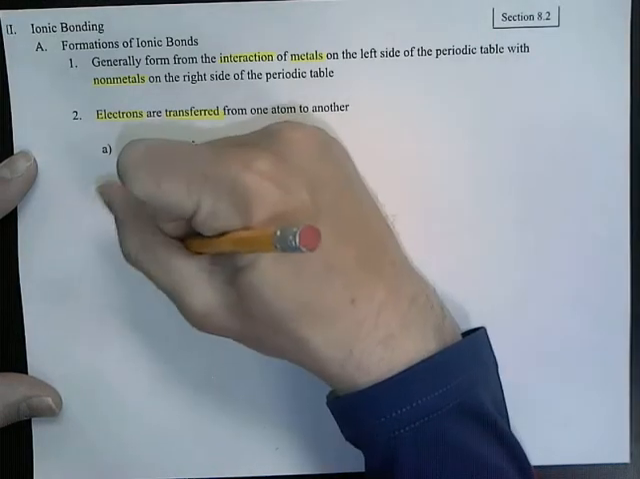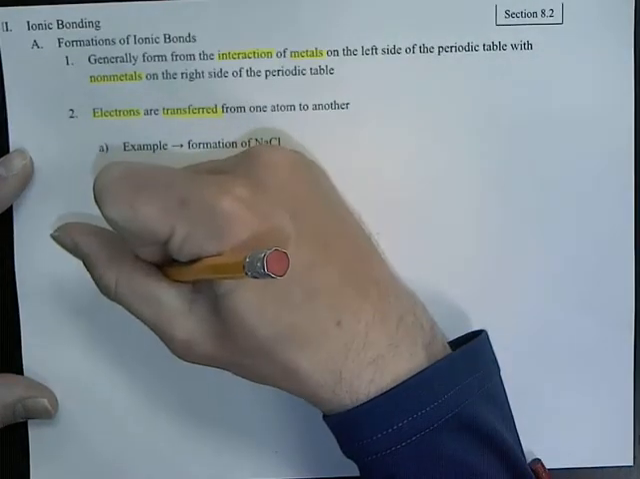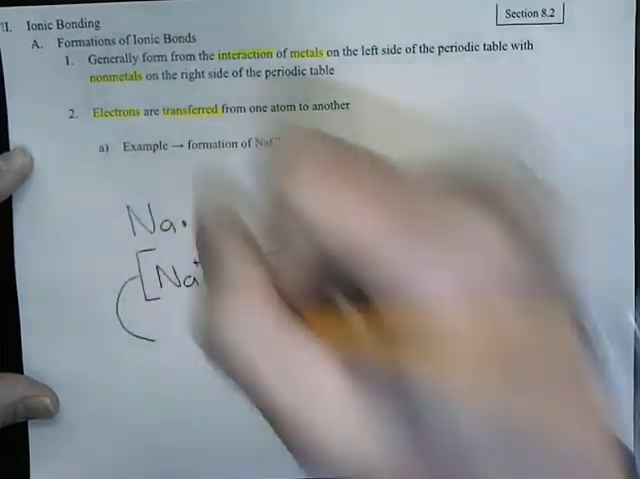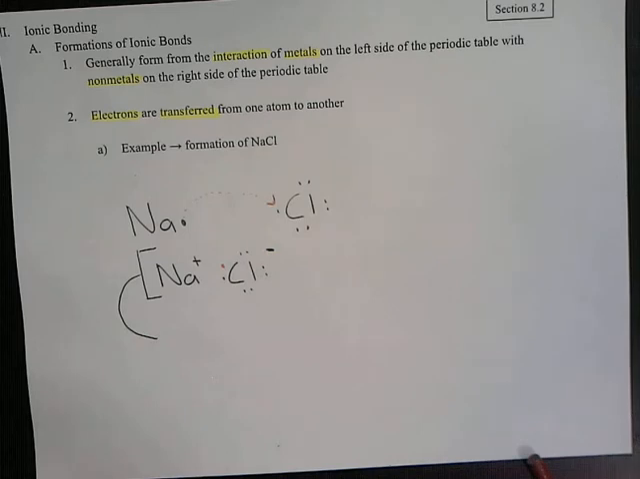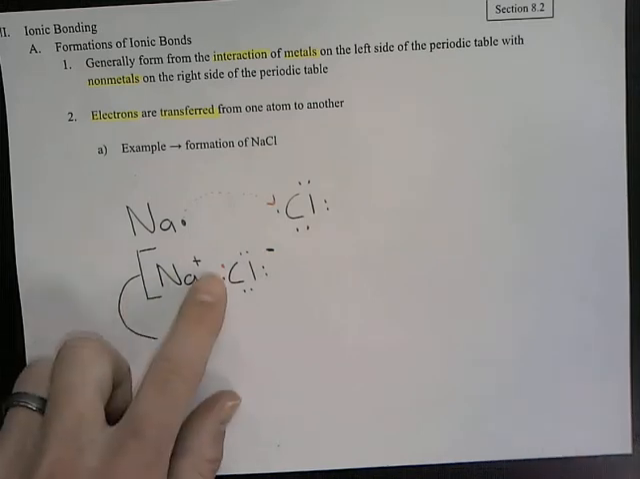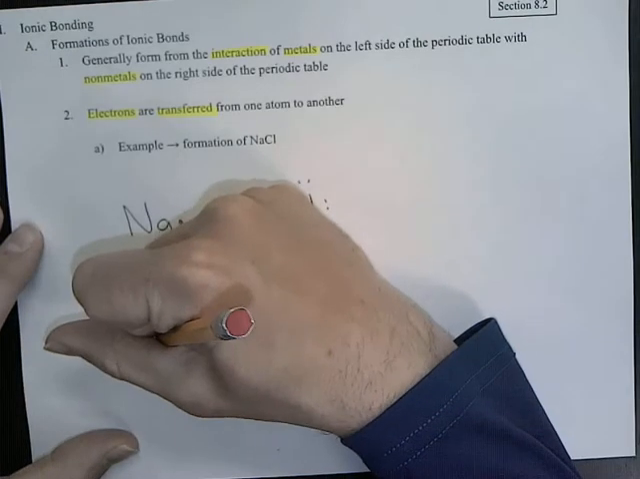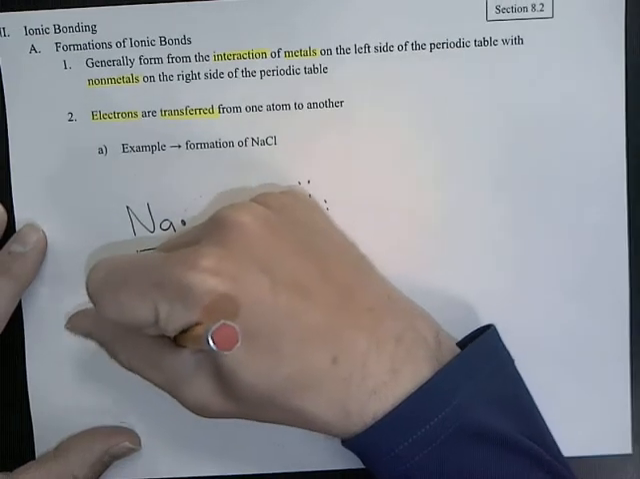Now, you may be wondering, okay, sodium just donated one of its electrons to chloride. Why are these things staying together? Well, they're staying together because of the electrostatic interaction.